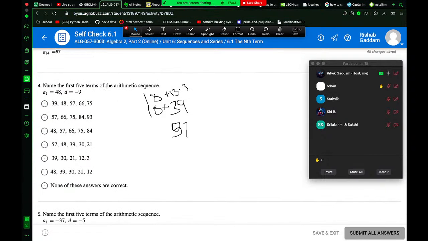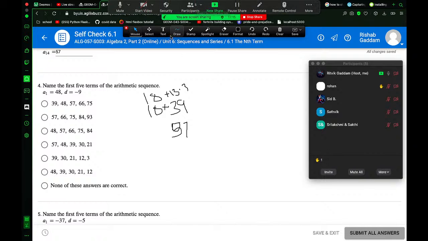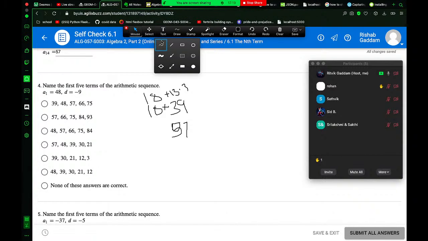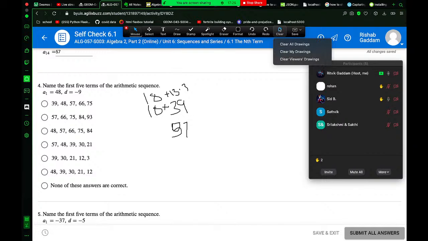So name the first 5 terms of the arithmetic sequence. If you want to do this one, then raise your hand. Satvik, how about you this one? Satvik, do you want to do this one? Okay, it seems like Sid wants to do it really bad, so yeah, Sid, you can do it.